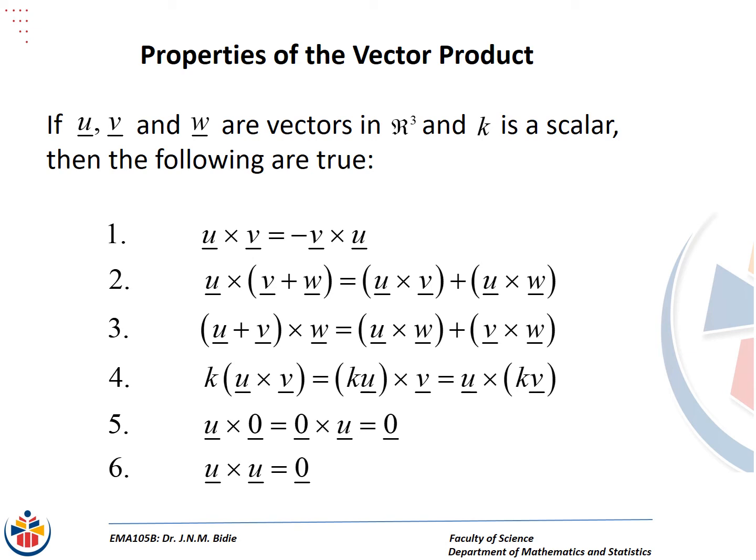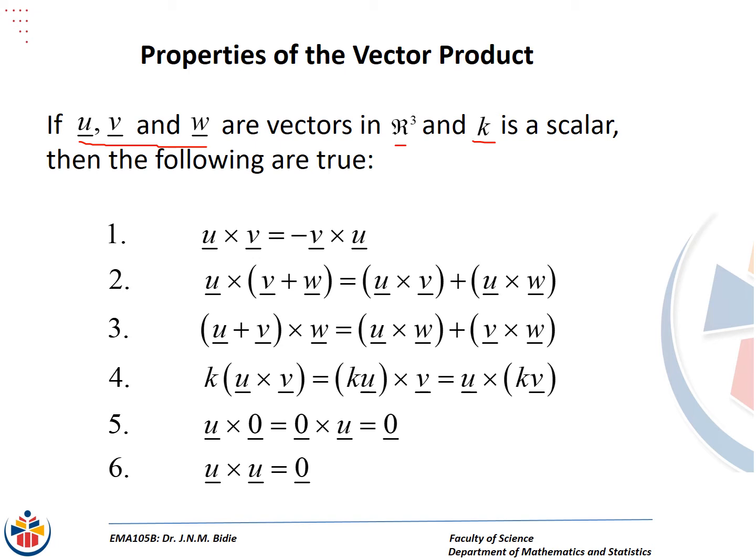Now we go to the properties of the vector product. All these three vectors, u, v, and w, are from a three-dimensional space, and k is a scalar. Then all these properties are true. There are 11 of them that I've picked up from different corollaries and theorems. Number 1, we've already proven it.